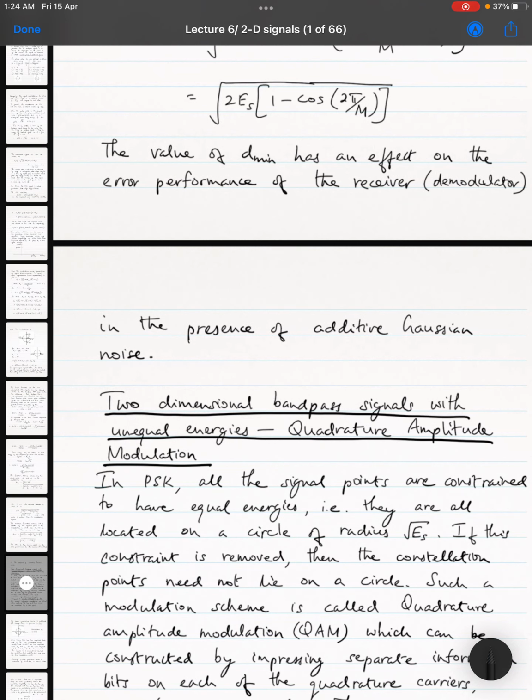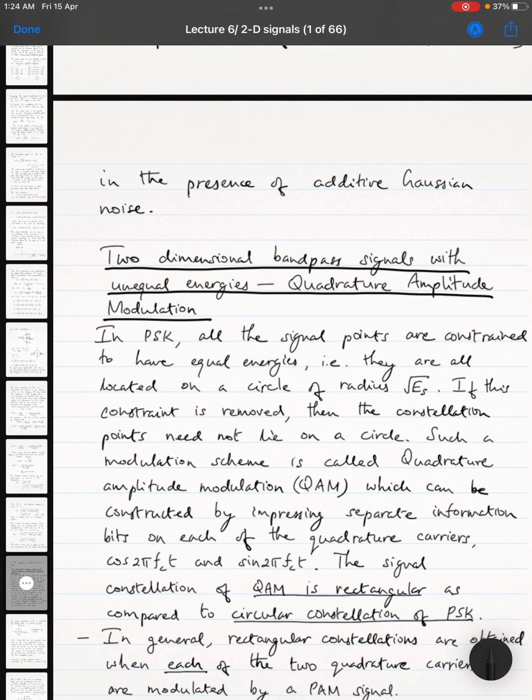Now, so far we have been talking about two-dimensional bandpass signals where all the signals have equal energy. That means all the signals in the constellation lie on a circle. But we can release this restriction and consider the case where the bandpass signals have unequal energies. In that case, we have a different form of modulation called quadrature amplitude modulation.